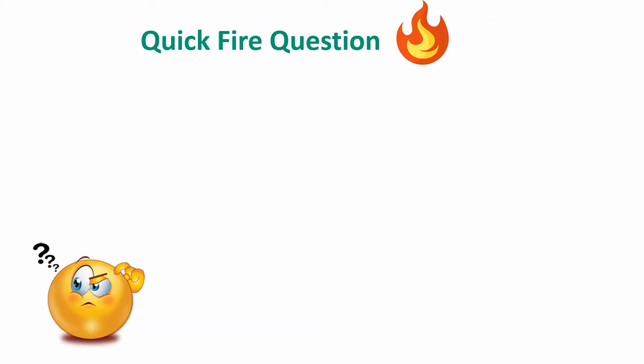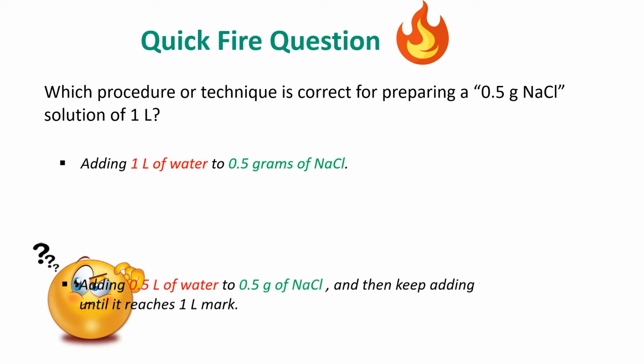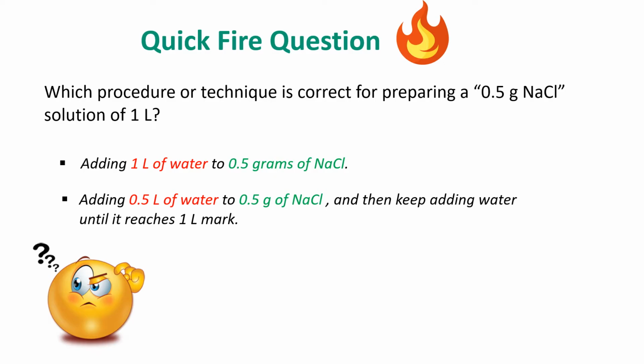Let's check your understanding. So here's a quick fire question. Which procedure or technique is correct for preparing a 0.5 gram NaCl solution of 1 liter? Is it adding 1 liter of water to 0.5 grams of NaCl? Or is it adding 0.5 liter of water to 0.5 gram of NaCl and then keep adding water until it reaches the 1 liter mark? Which one is the correct one? You can stop the video and think about it.